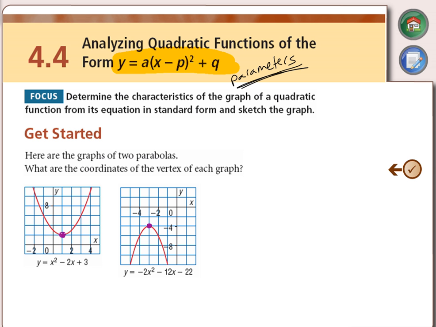So that would be in the first one. We've got 1, comma. Always make sure you look at what is your scale. 1, 2, and this is going up to 8. So that means this has got to go up by 2, 4, 6, 8. So we've got 1, comma 2. Same thing over here. We've got -3, comma -4.